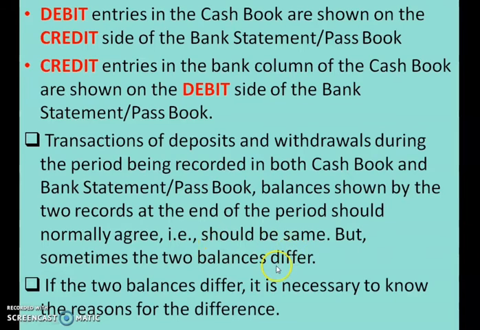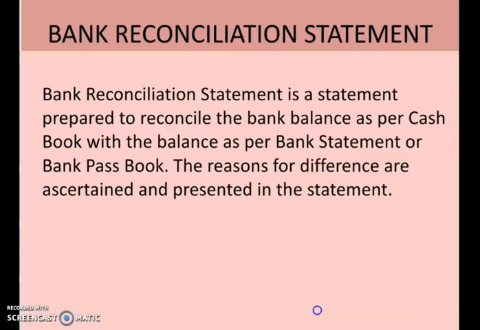If there is any difference, then we have omitted to record an item in any of the books. If the two balances differ, it is necessary to know the reason for the difference. That is also required. If any difference is there, what is the reason why that difference is there? That you have to check. So how can you check it? By preparing a bank reconciliation statement.